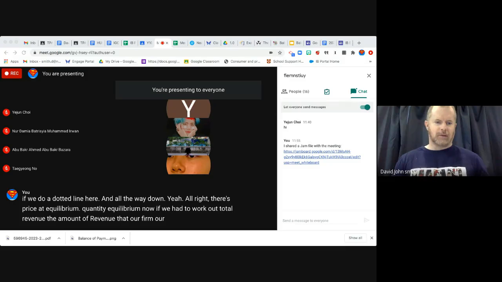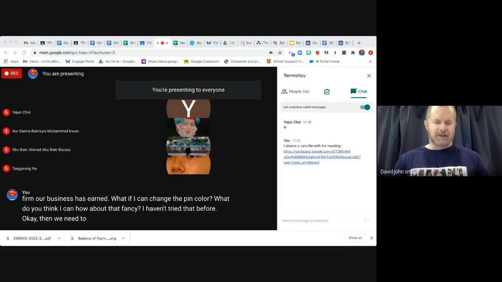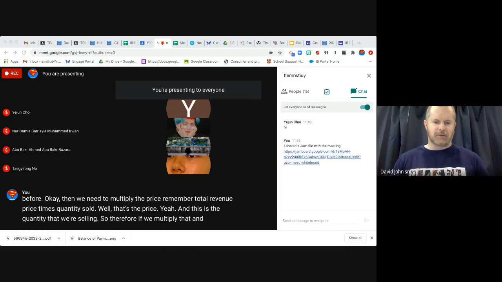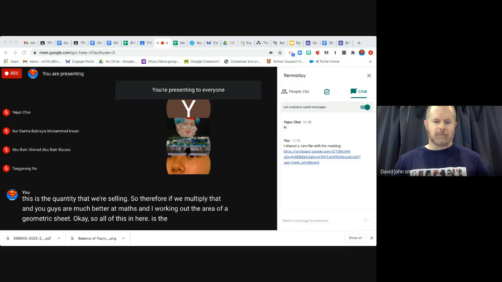Now, if we were to work out total revenue, the amount of revenue that our business has earned, I wonder if I can change the pen color. What do you think? Oh, I can. How about that? Fancy. I haven't tried that before. Okay, then we need to multiply the price. Remember, total revenue is price times quantity sold. Well, that's the price there, and this is the quantity that we're selling. So if we multiply that, and you guys are much better at maths than I, working out the area of a geometric shape, all of this in here is the revenue that the firm can earn.